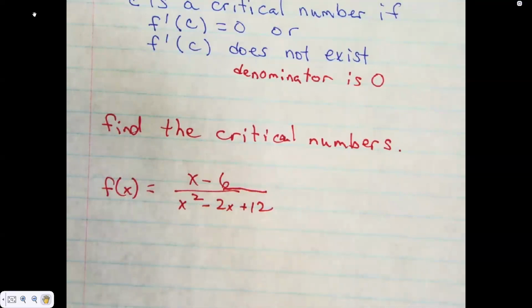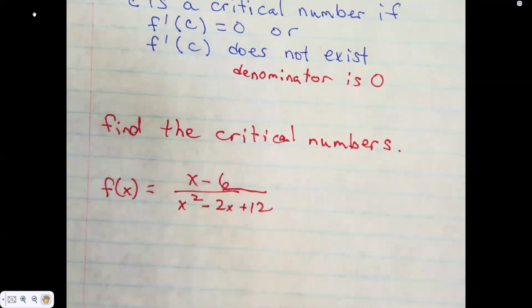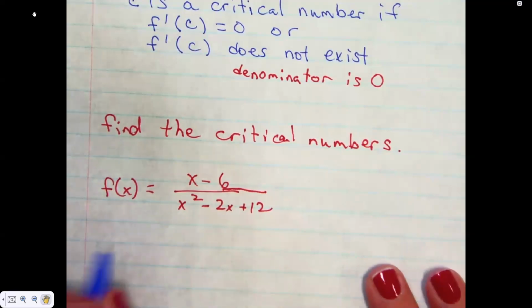To find our critical numbers, we look for where the derivative is 0 or the derivative doesn't exist. So the first thing you have to find is the derivative. When in doubt in chapters 2 and 3, find the derivative. And what do we have to do for the derivative here? We need to use the quotient rule.